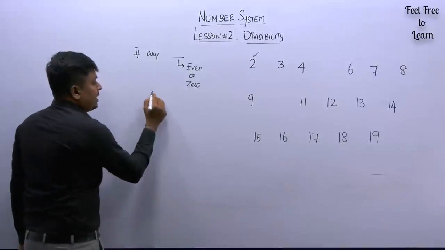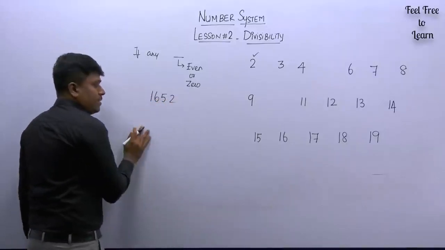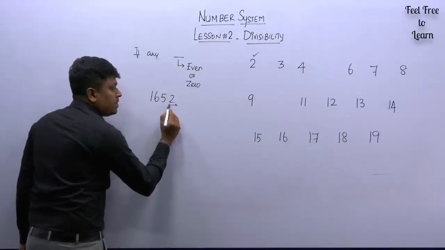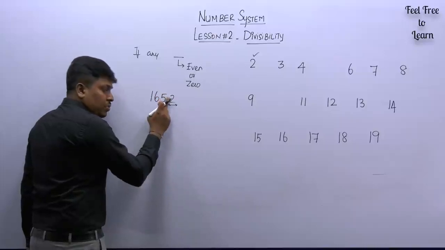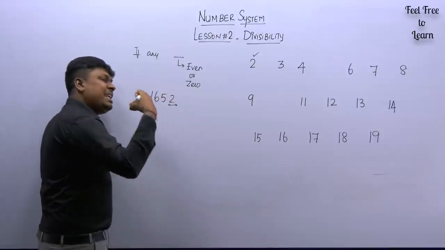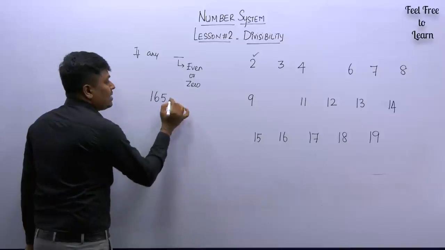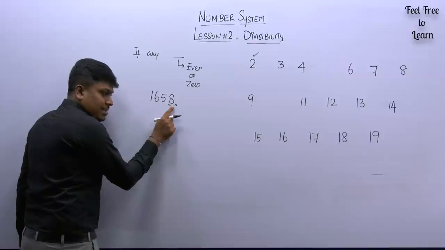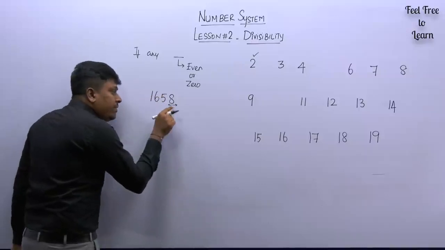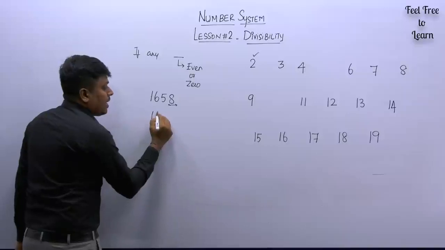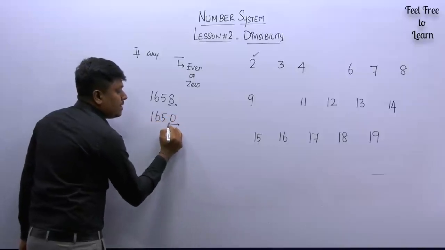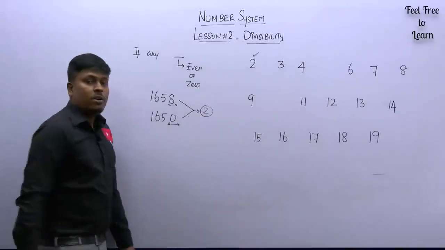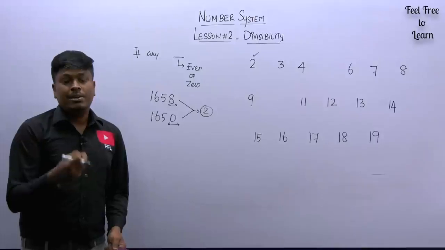Got it? So let me take any number, 1652. Just listen carefully. What about the last digit here? The last digit is 2. If the last digit is 2, or any other even number, for example, let me take 1658. It's an even number, yes. So if the last digit of the given number is an even number or else 0, then both these numbers are divisible by 2. This is called the divisibility rule of 2.